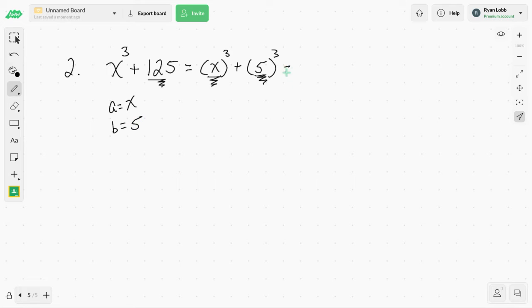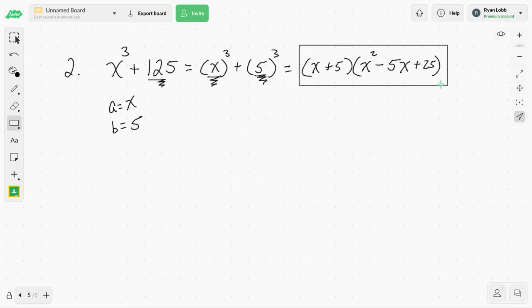So now what does this factor into? This is going to factor into this binomial times this trinomial. We're going to have a plus b, or x plus 5, times a squared. In this case, the value for a that I'm replacing is x, so x squared, minus a times b, or 5 times x, and then plus, lastly, b squared, or 25. Okay, so there is the polynomial x cubed plus 125 factored. It is a sum of cubes.